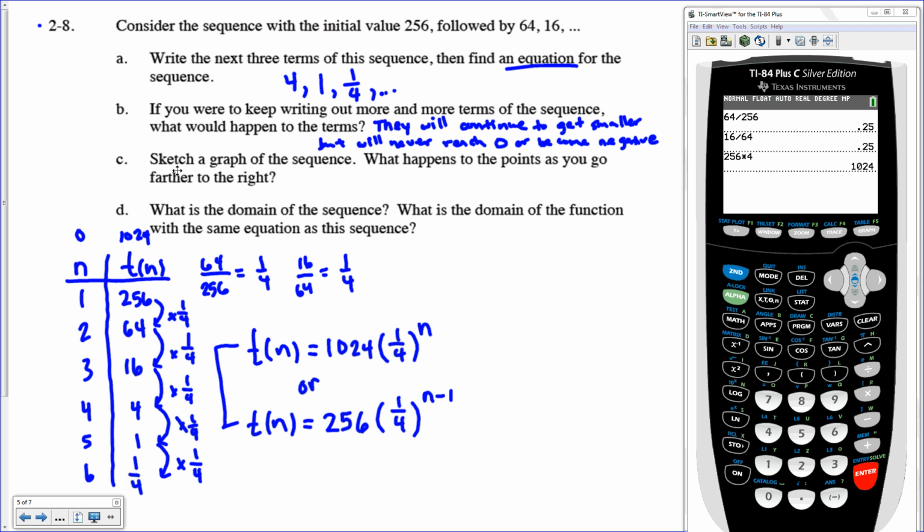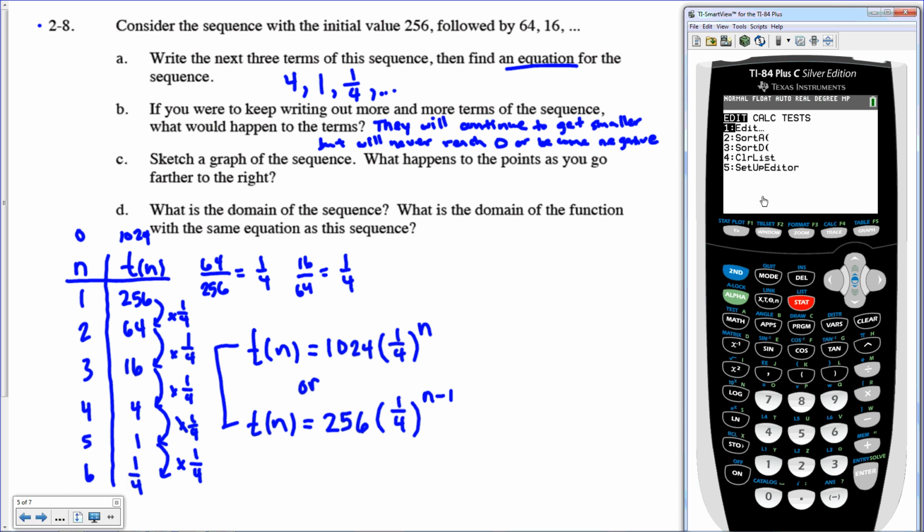We've already talked about B. Let's say sketch a graph of the sequence. What happens to the points as you go farther to the right? Here's what I'm going to do. I'm going to go on here and graph it on a stat plot.